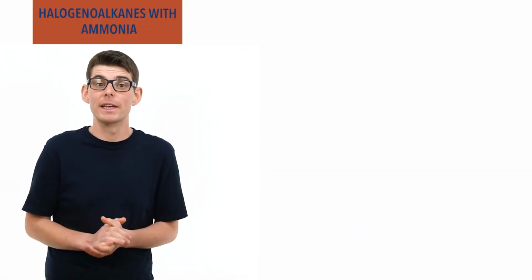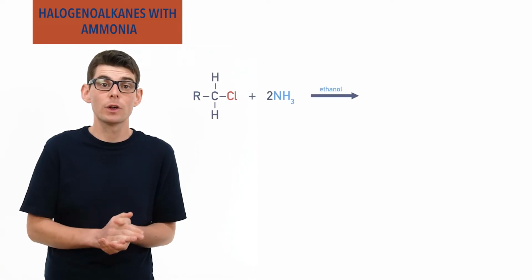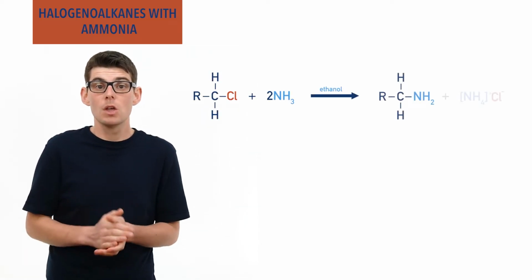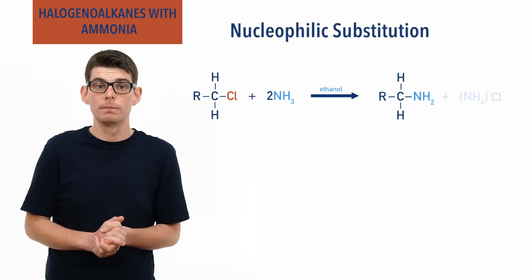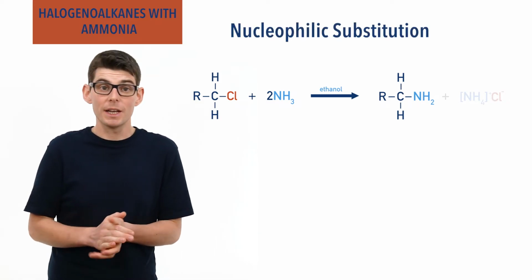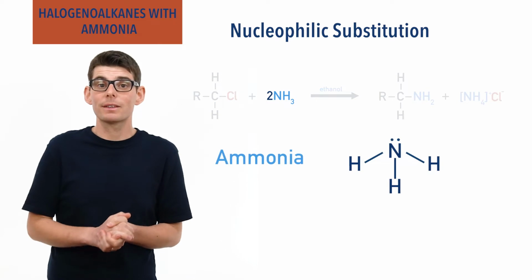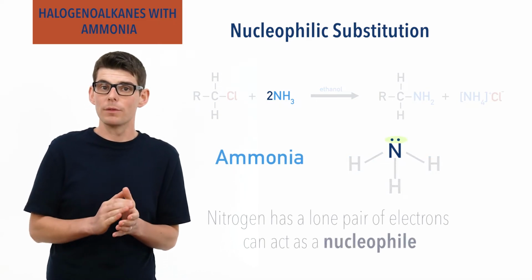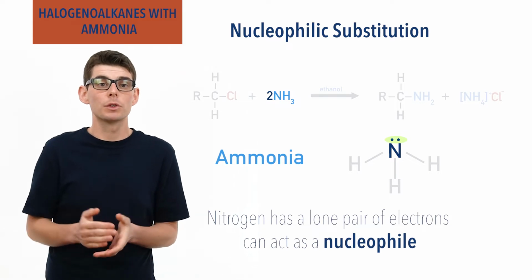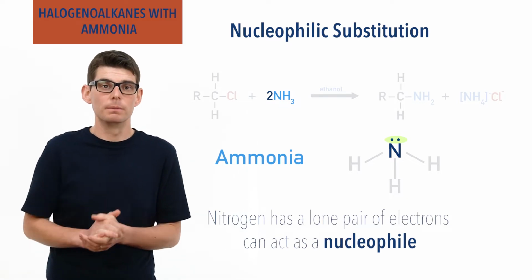Recap done? Let's go. Halogenoalkanes can react with ammonia in ethanol to form an amine. The reaction is an example of nucleophilic substitution. A molecule of ammonia, NH3, is able to act as a nucleophile as the nitrogen in the molecule has a lone pair of electrons that allow it to form a bond to an electron-deficient atom.